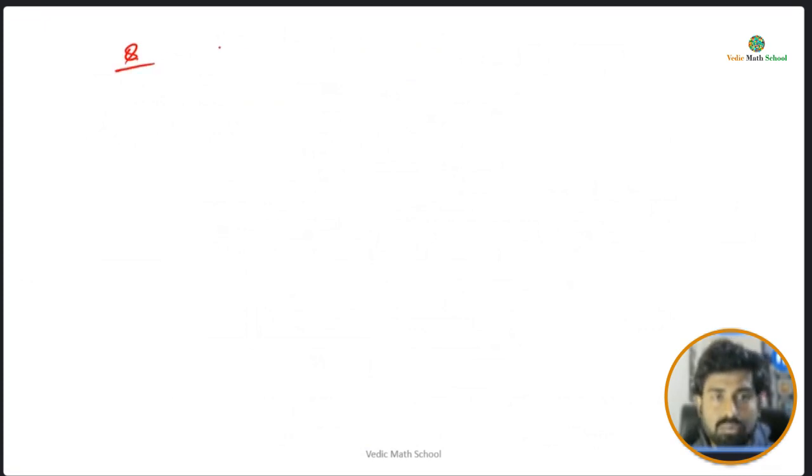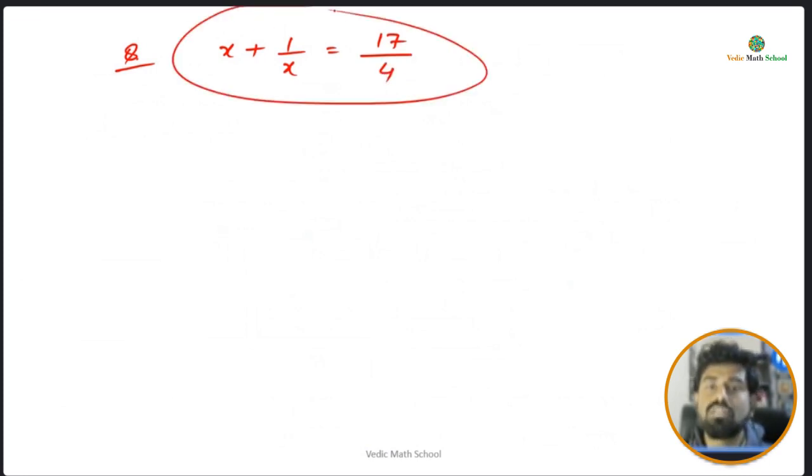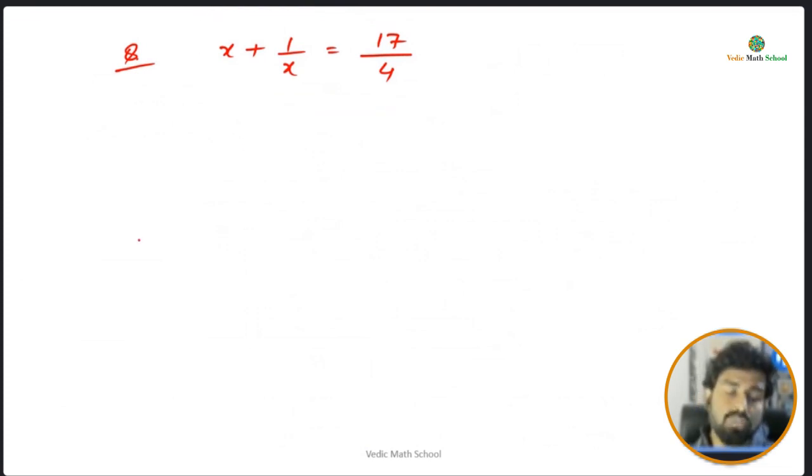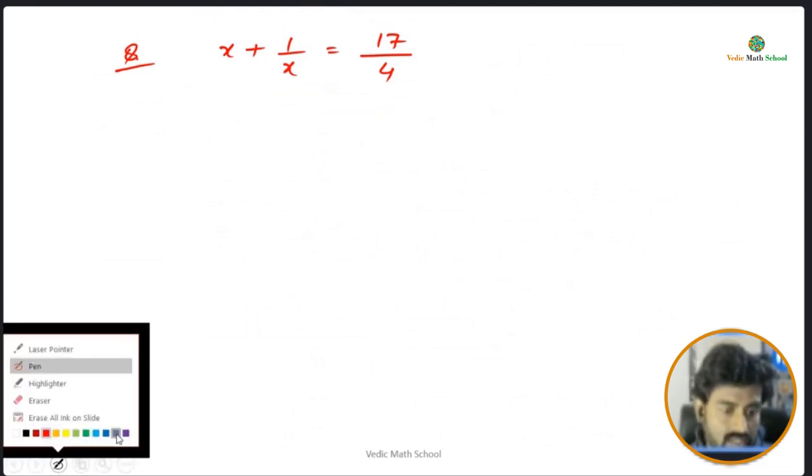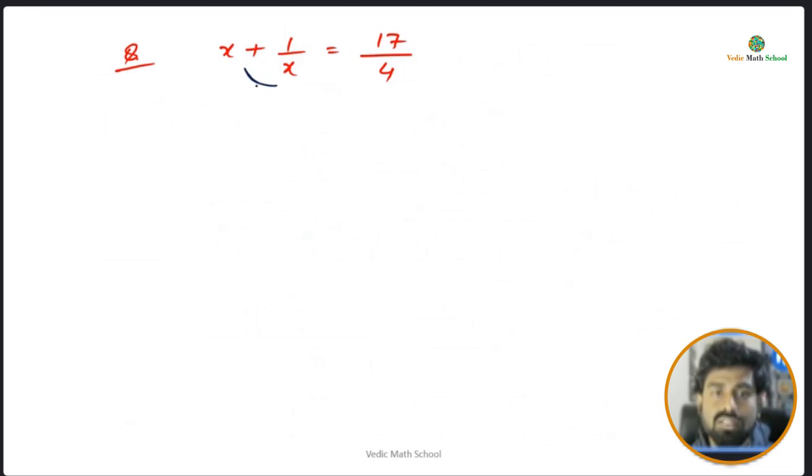The next question is, suppose x plus 1 upon x equals 17 upon 4. This is the question they gave. Now here you can see that this does not look like a quadratic equation, but if you solve it, you will find it is a quadratic equation. How? Take the LCM. It will become x square plus 1 upon x equals 17 upon 4.